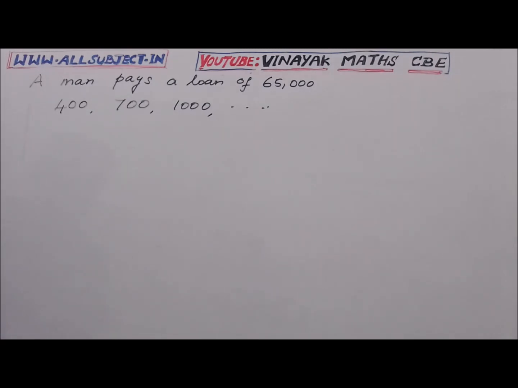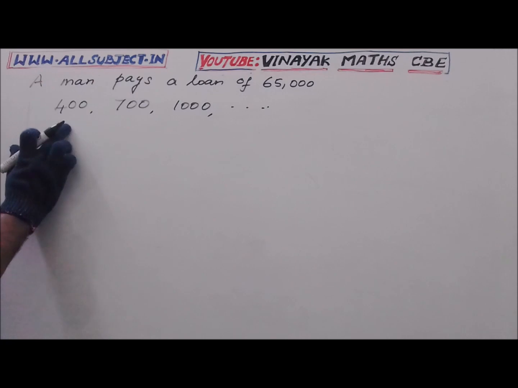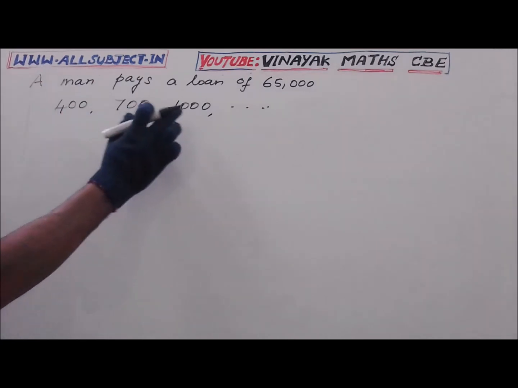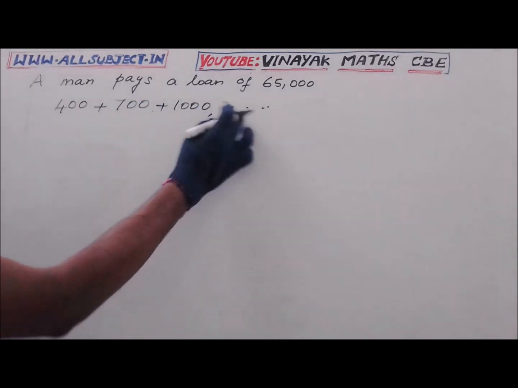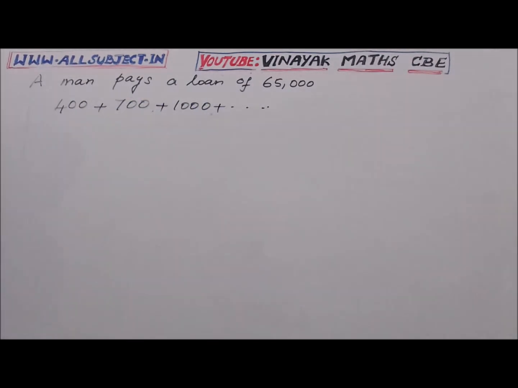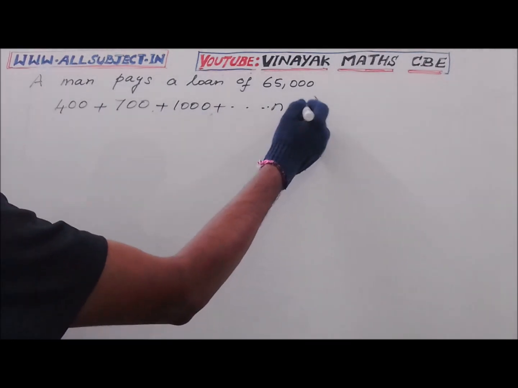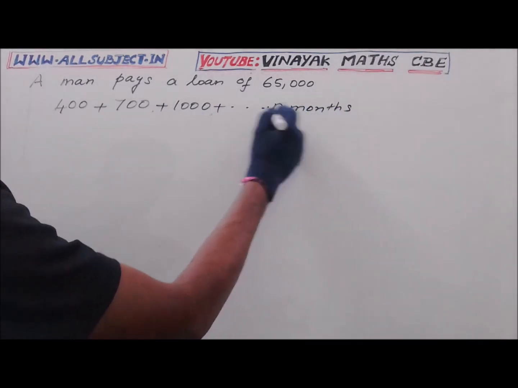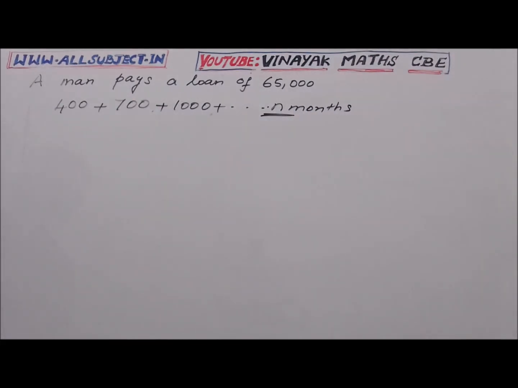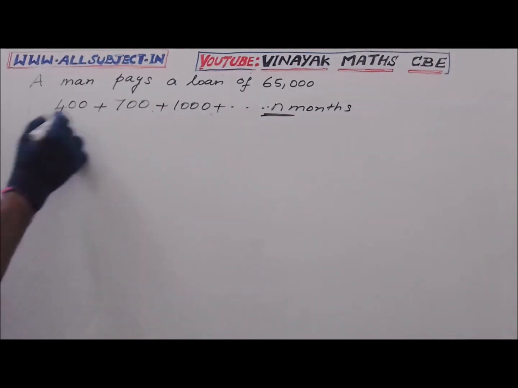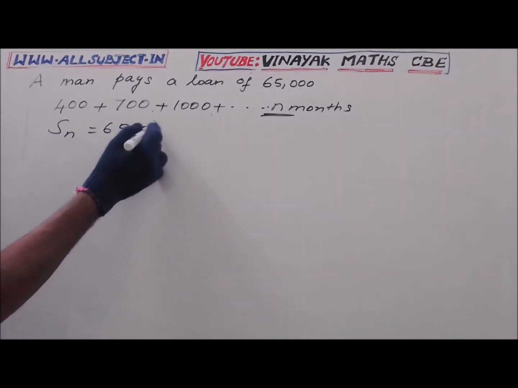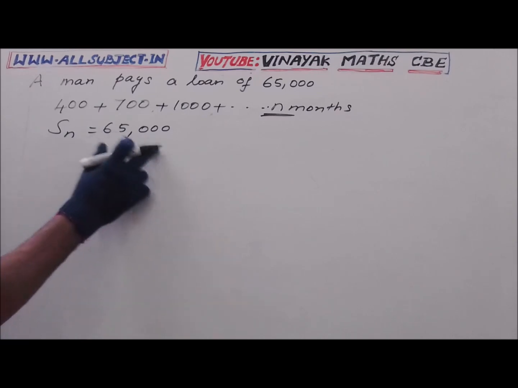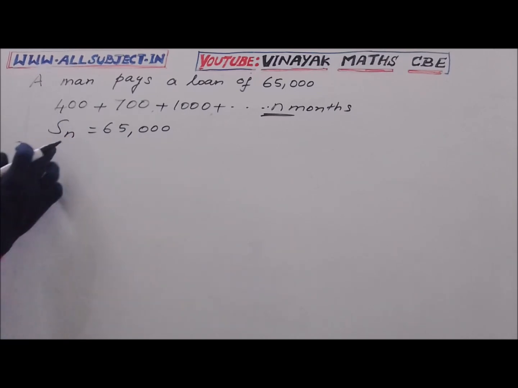Now the amounts of repayment in successive months are 400, 700, 1000, etc. So 400 plus 700 plus 1000, etc. for n months. n is unknown, we should find the value of n here. So now the sum is 65,000, the total value he has to pay is 65,000. So Sn equal to 65,000, the sum of the total amount.